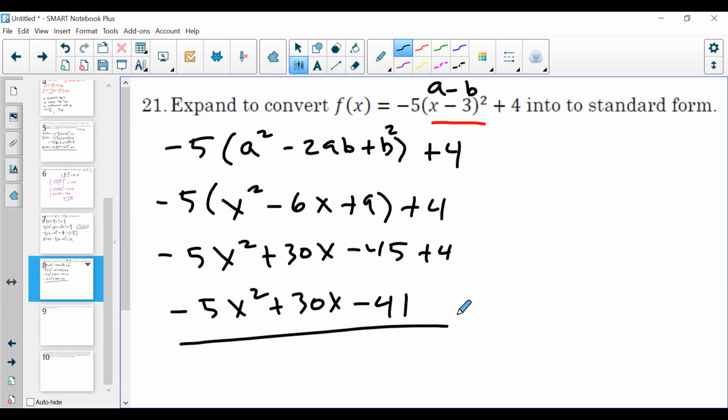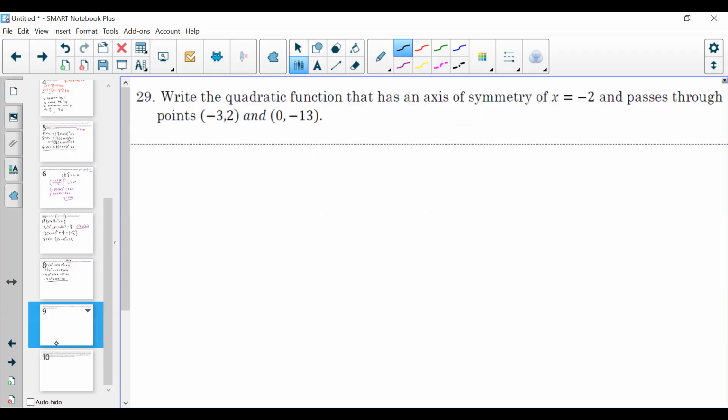All right, let's keep going. Now we're on number 28. Write the quadratic function that has an axis of symmetry of x equals negative 2 and passes through the points (-3, 2) and (0, -13).